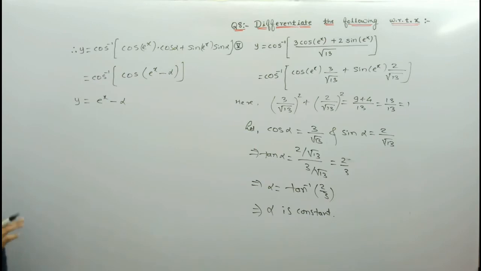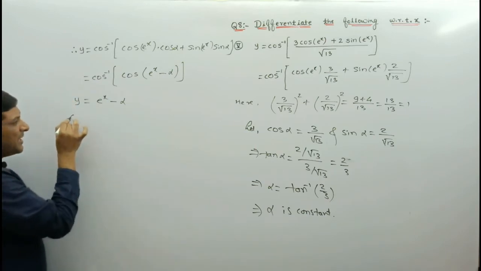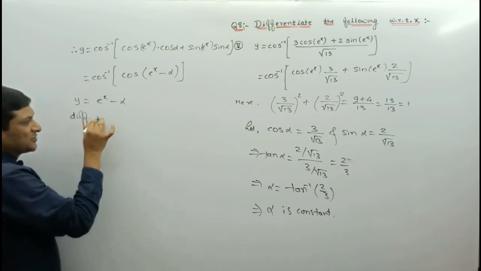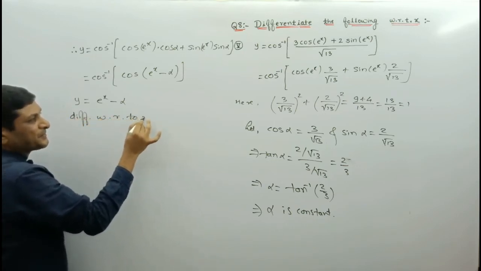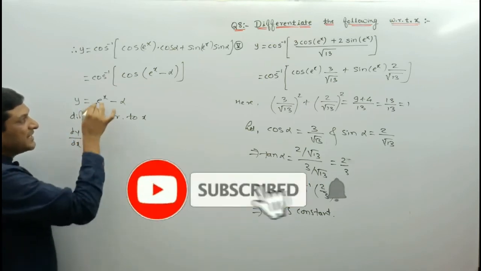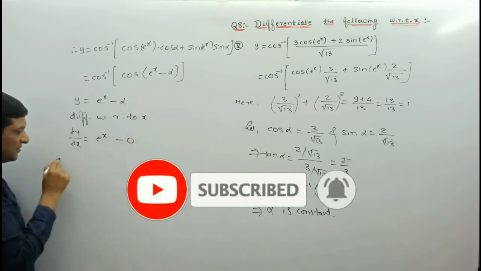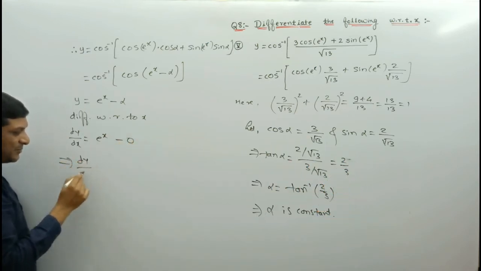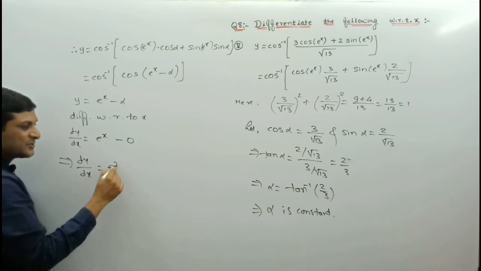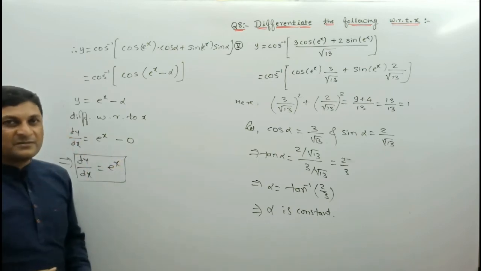Once the value of y is known to us, means we have converted y into the simplest form. So the remaining part is just to find the differentiation. So differentiate it with respect to x. Derivative of y is dy upon dx, and on this side derivative of e raised to power x is e raised to power x, and derivative of the constant term is 0. So we can say that dy upon dx will be equal to e raised to power x, which is nothing but our required derivative of this given function.